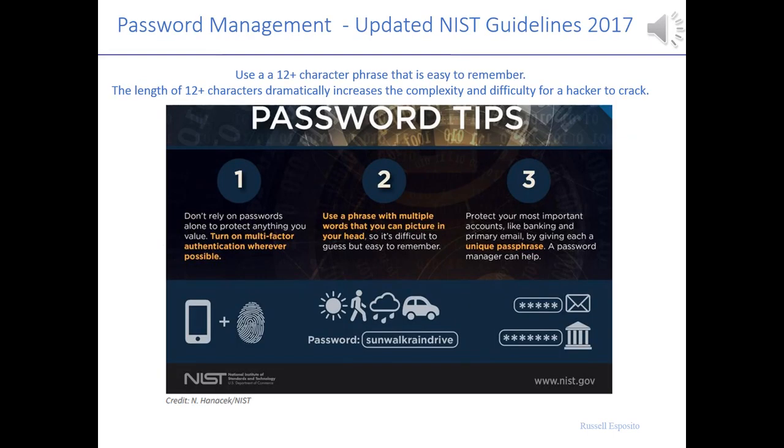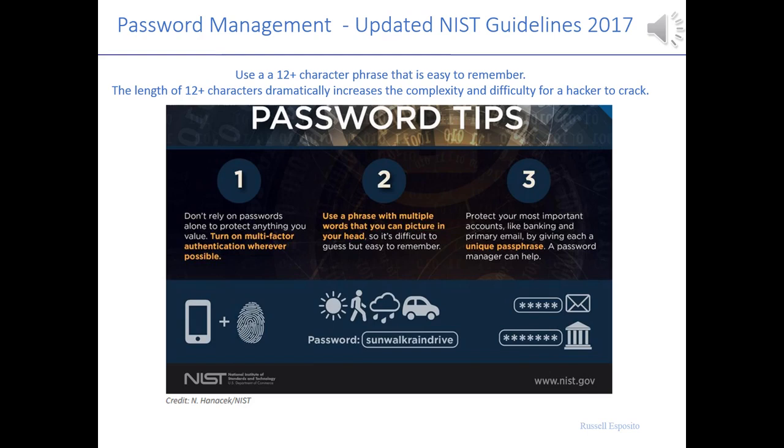So the National Institute of Standards and Technology, NIST, is a federal agency, not regulatory, but advisory in nature only. In 2017, they updated password management concepts. So in this slide here, you have 1, 2, 3. Number 1, they recommend multi-factor authentication, which we talked about earlier.